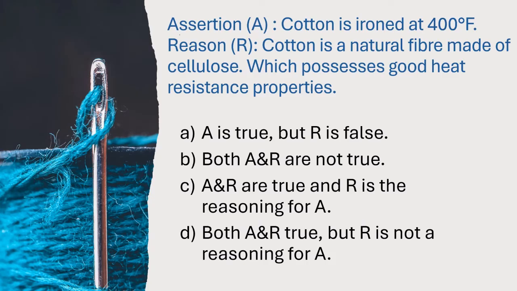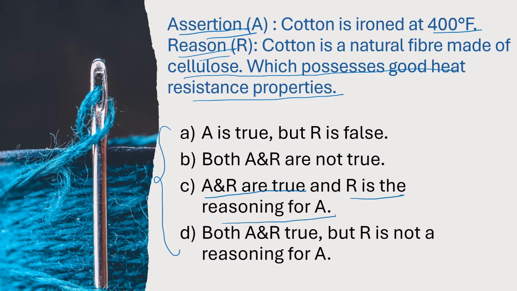So see the assertion. The assertion is cotton is ironed at 400 degree Fahrenheit. And the reason is because cotton is natural fiber made of cellulose, which possesses good heat resistance properties. Now you have to select out of these options. Okay. So read the options carefully, and the correct answer is A and R are true. Both are true, and R is the reasoning of A. So both the sentences are true, and this is the reason of why this is true. Okay, so A and R are true. So assertion and reasoning are true, and reasoning R is the correct reasoning for A.